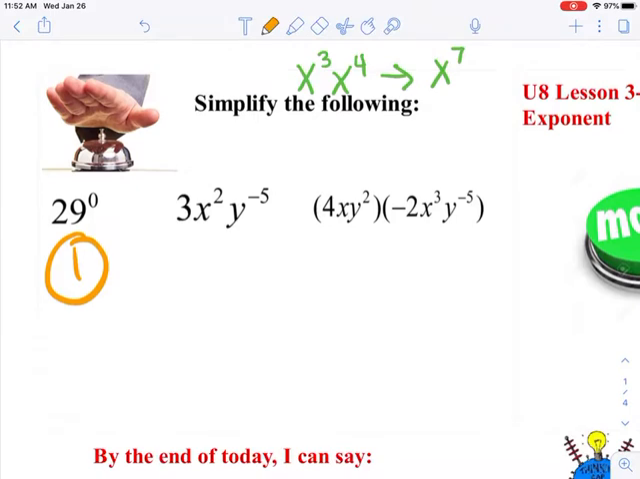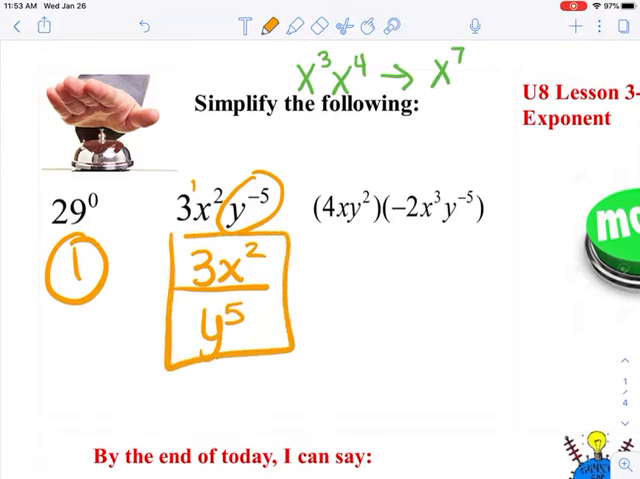Looking at the next one, I don't see any exponents of 0. That's perfect. I don't see anything with the same base that I can multiply together, but my issue here is I have a negative exponent. Right? The 3 has an exponent of 1, that's positive, so that doesn't have to move. The x has a positive exponent 2, so that also gets to stay. So the 3x squared stays, but we have to move y to the negative fifth. We have to move it to the denominator so that it can become y to the positive fifth.